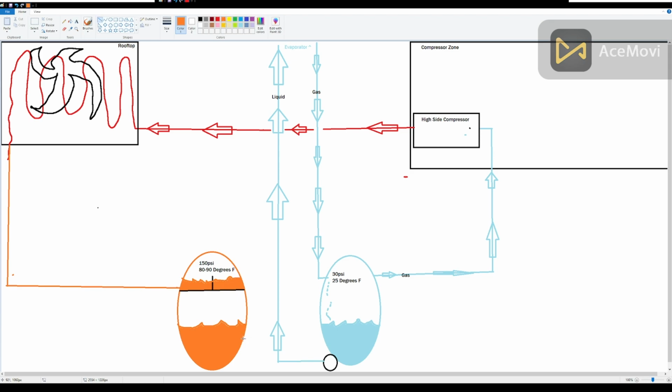For now, it is important to know that this high pressure liquid is going to go through an expansion device. What symbol can I use for an expansion device? We're going to use a diamond. And it is going to fill your high side vessel.